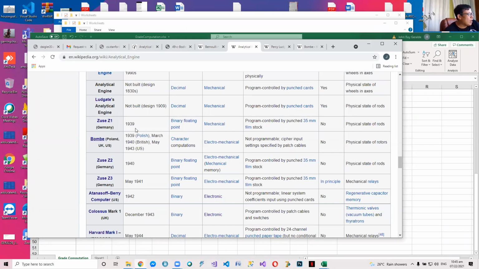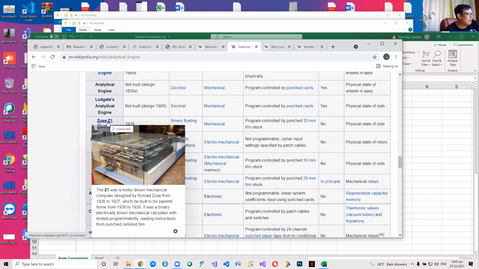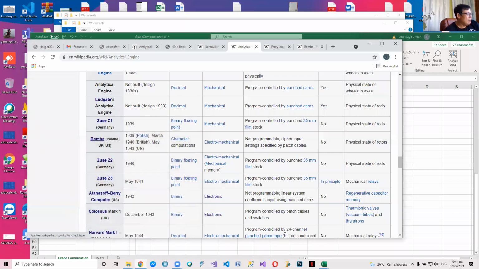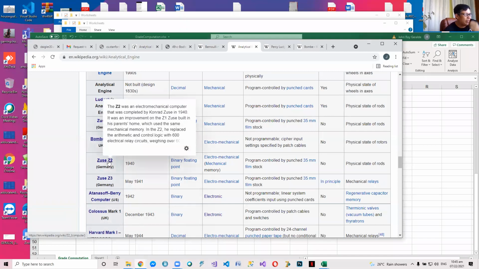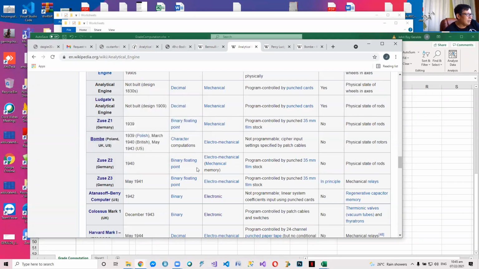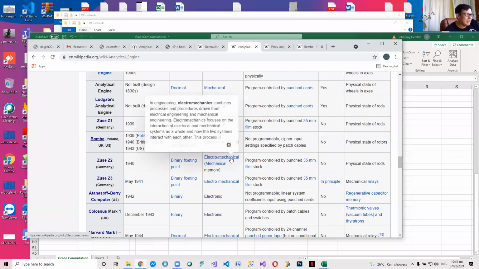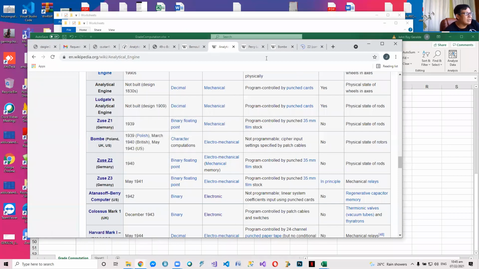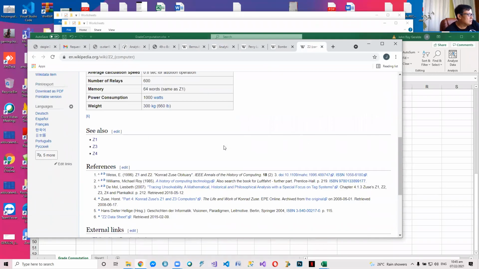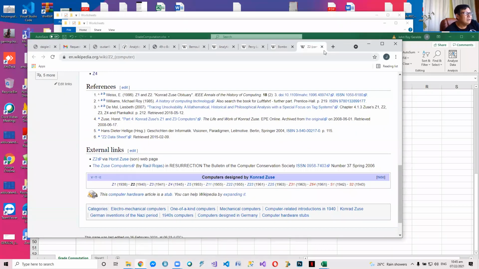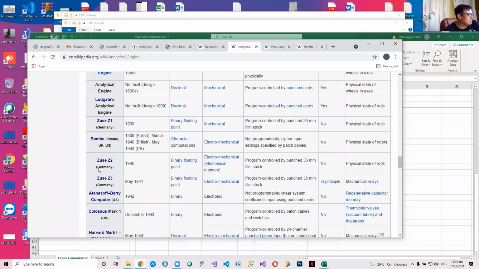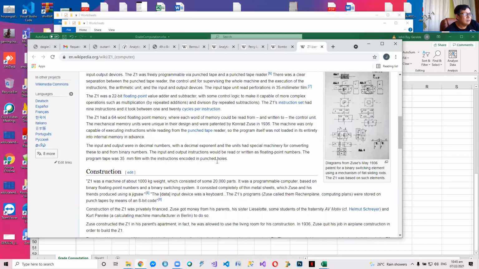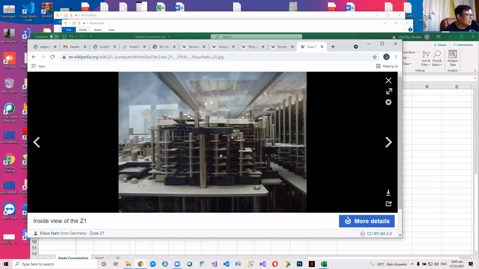Now Z1 was the first, by the way, first generation computer. By 1940, Konrad Zuse invented an improvement of the machine. By 1940, it's binary floating point, but this time it's electromechanical. In fact, if you look at this, it already has a motor. Wala siyang picture, but the Z1, I think, already has a motor. Ito, meron siyang motor, oh. This is the Z1.